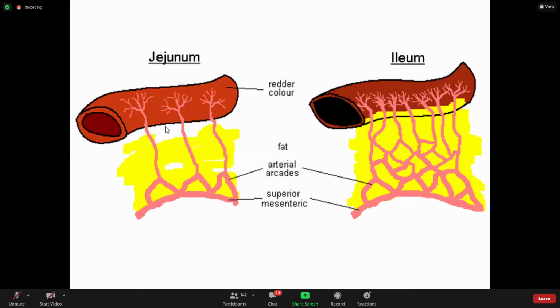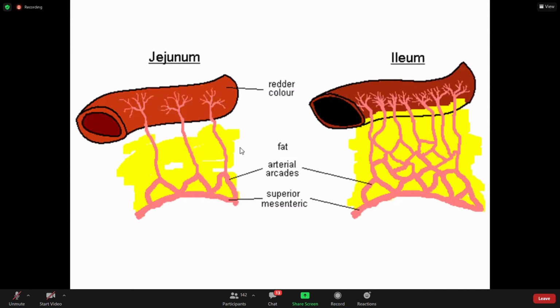Now, if you look at the jejunal side, there is a difference in the structure of these arterial arcades, which you need to understand. In case of your jejunum, these arterial arcades are 1 to 2 rows. So here in this picture, I have shown only the one row of the arterial arcade, and here towards the ileal side, you can see the second row, then you have the third row of the arterial arcade.